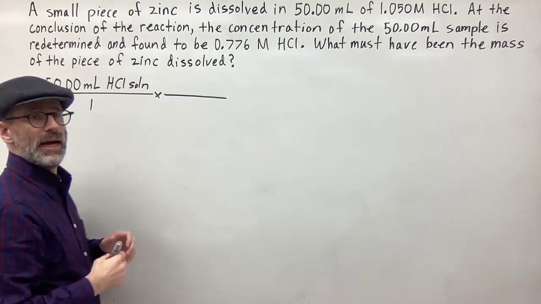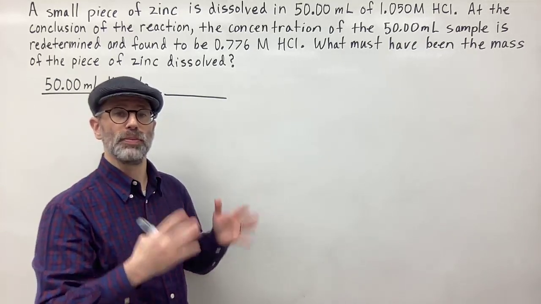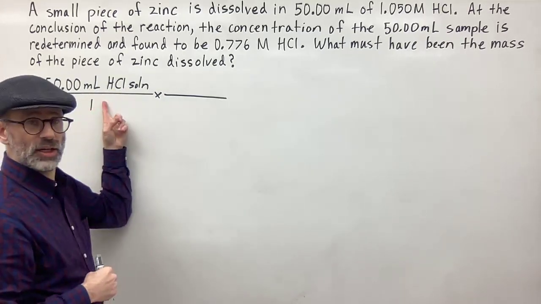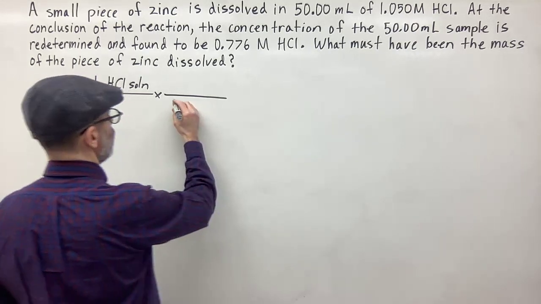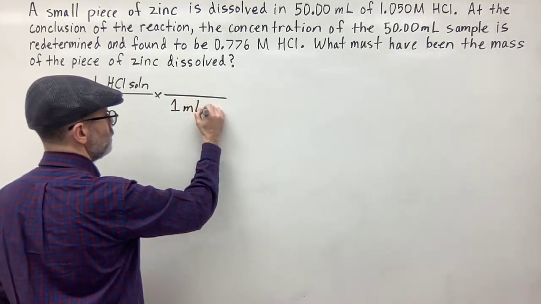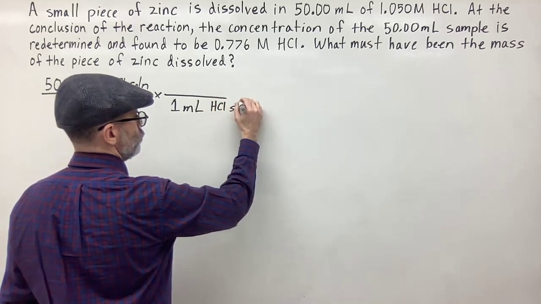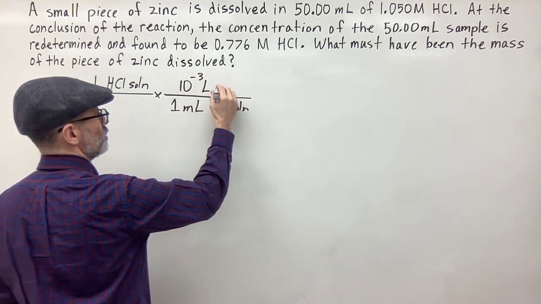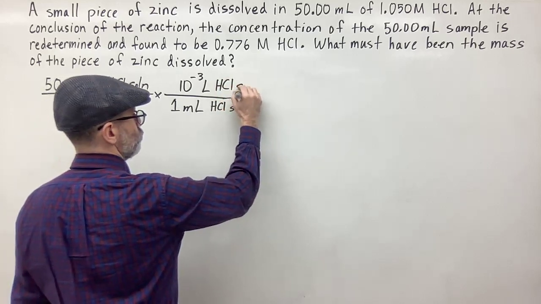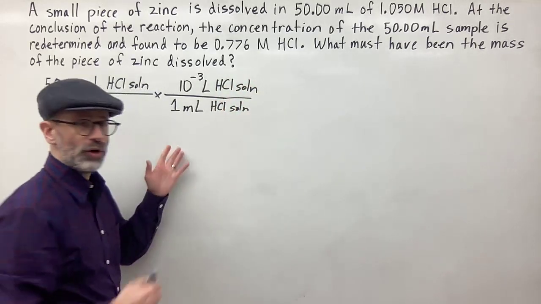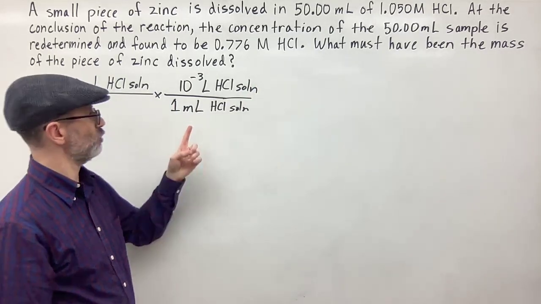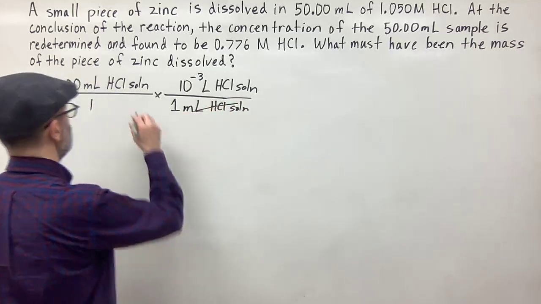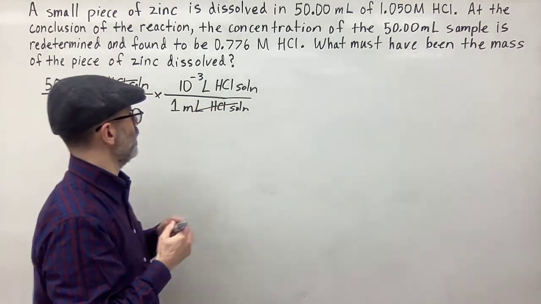Here we're given volume, and molarity, if you remember, is moles per liter. So if we're going to use the molarity as a conversion factor, we need to convert milliliters to liters. So I know that 1 milliliter of the HCl solution is equal to 1/1000th or 10 to the negative 3 liters of HCl solution. Or you could have used 1,000 milliliters is equal to 1 liter. It's the same ratio. Here the milliliters are going to cancel out, and now I have liters.